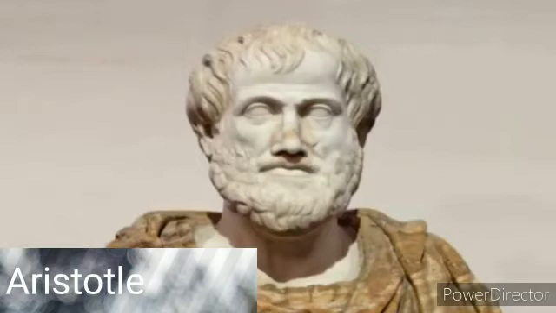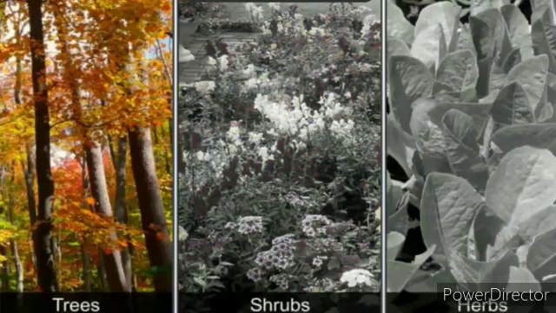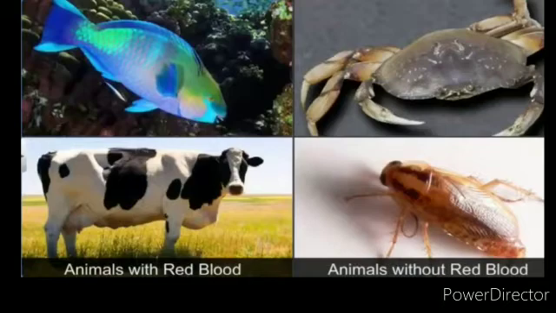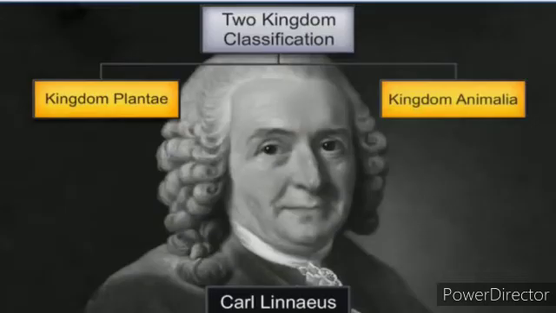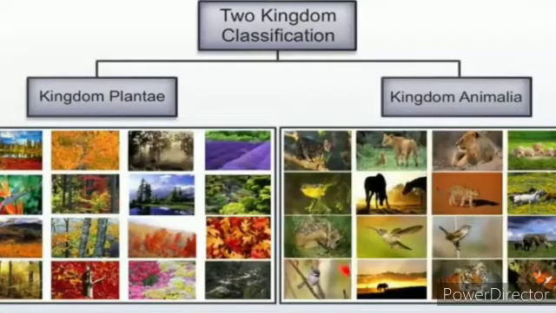What is the meaning of morphology? The external characters, used to classify plants into trees, shrubs, and herbs. He also divided animals into two groups, those which had red blood and those that did not. After that, Carl Linnaeus divided the classification into two kingdoms: Kingdom Plantae and Kingdom Animalia. Kingdoms were developed that include all plants and animals in that group.